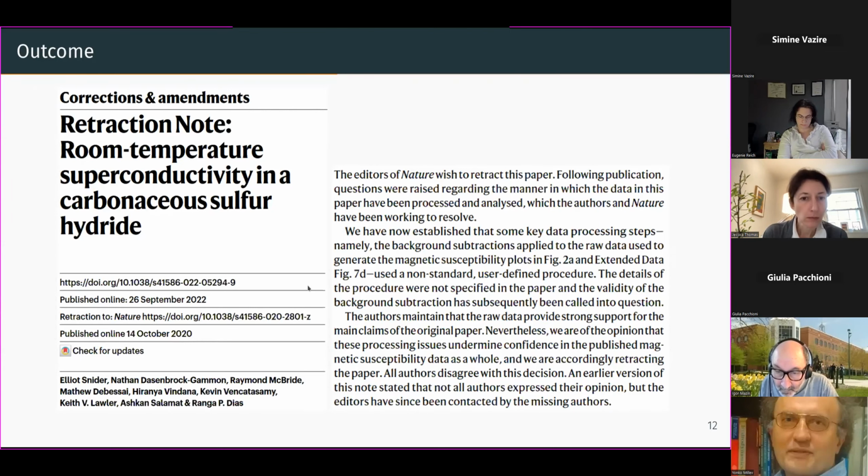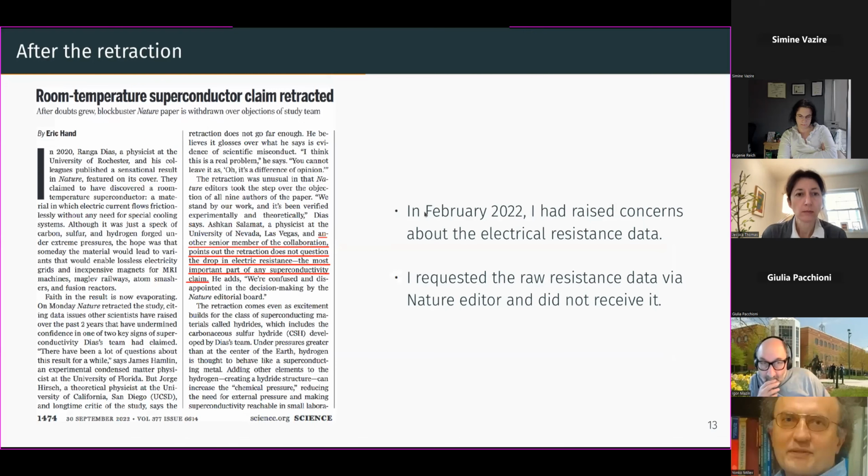So sometime later, or during this whole process, in February of 2022, I had raised concerns also about the electrical resistance data. And I requested the raw resistance data via the Nature editor and didn't receive it. So having gone through that process in February, I was somewhat surprised to see in September the following quote in this article that appeared in Science. Another senior member of the collaboration points out the retraction does not question the drop in electrical resistance, the most important part of any superconductivity claim.